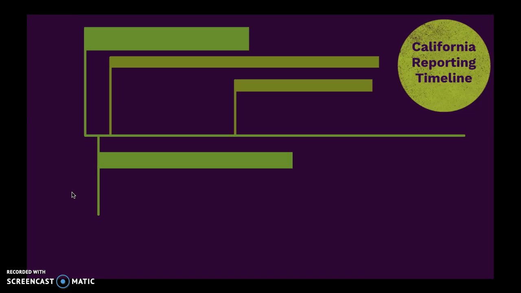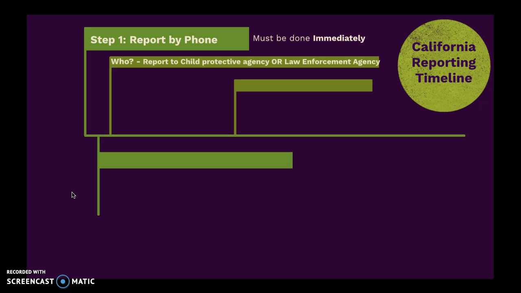So here's the timeline for reporting in California, and it's a two-step process. Step 1, report by phone. This must be done immediately. Who would you report to? You report to a child protective agency or, as mentioned before, a law enforcement agency. And these are the reporting numbers for Orange County.